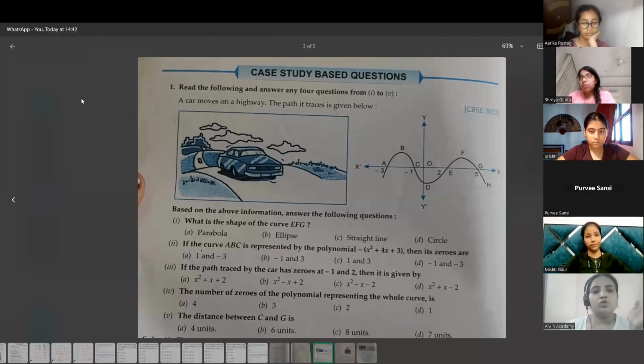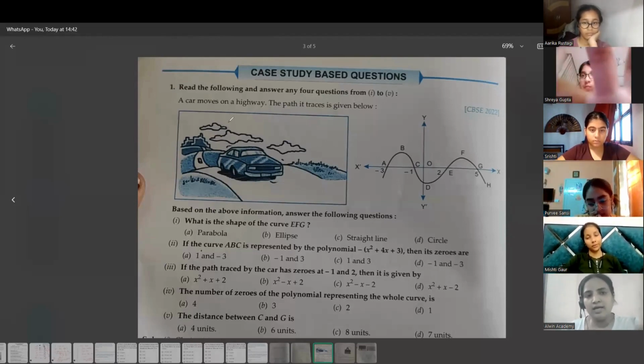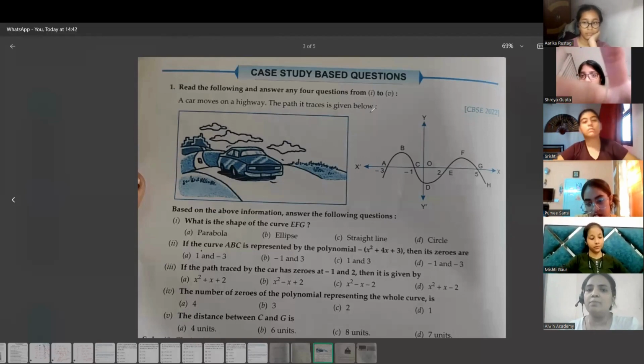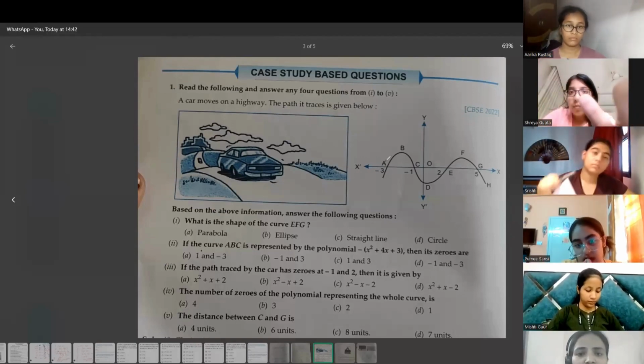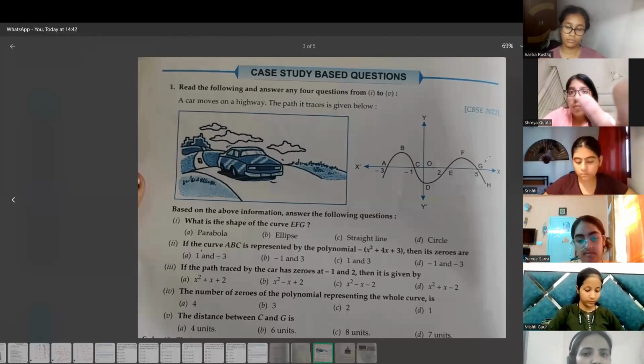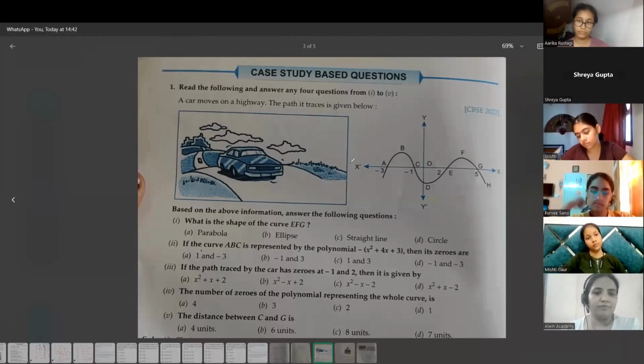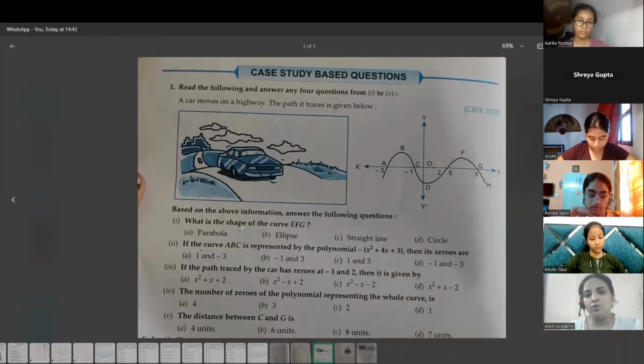Okay. So here the thing written is, a car moves on a highway, the path it traces is given below. So this is the path that it has traveled. Okay, it is traced on a graph. Based on the above information, answer the following questions.